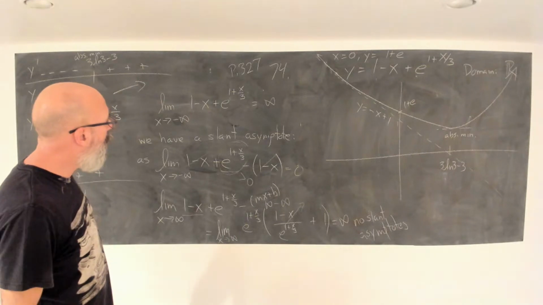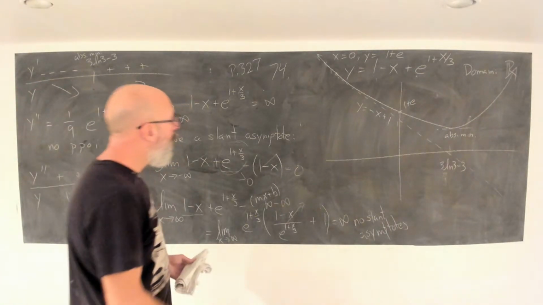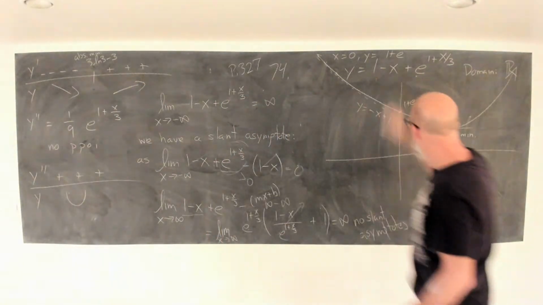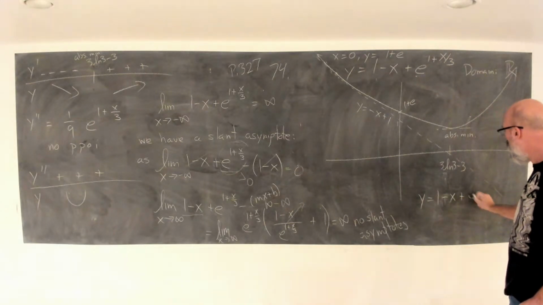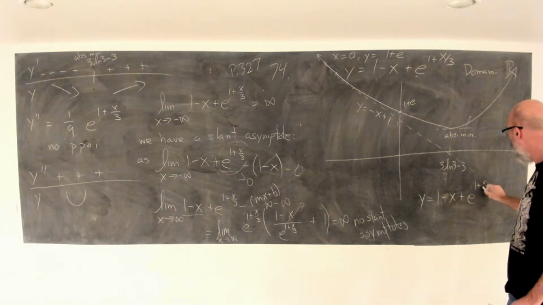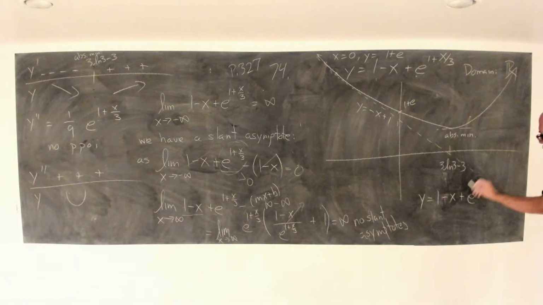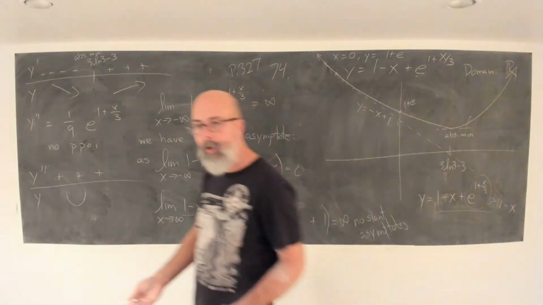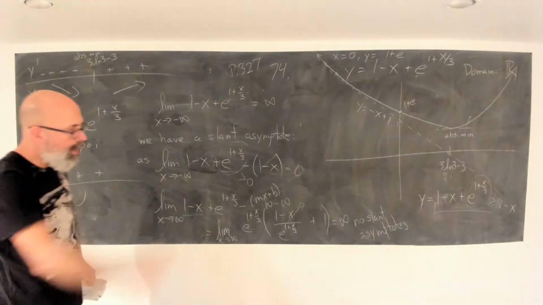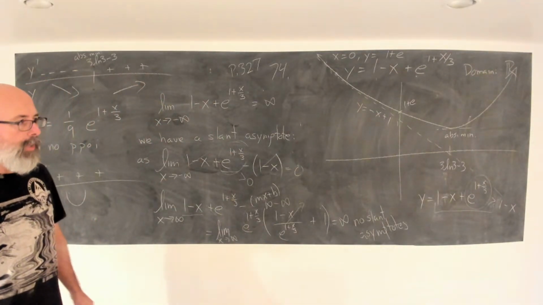If he's asking why is it above the horizontal asymptote, what function are we looking at? The function we're graphing is 1 minus x plus e to the 1 plus x over 3. And this is always bigger than or equal to 0. In fact, it's always bigger than 0. So this whole thing is going to be bigger than 1 minus x. The exponential is always bigger than 0, so the exponential plus 1 minus x is going to be bigger than 1 minus x.